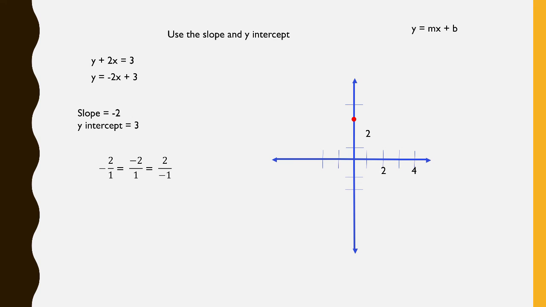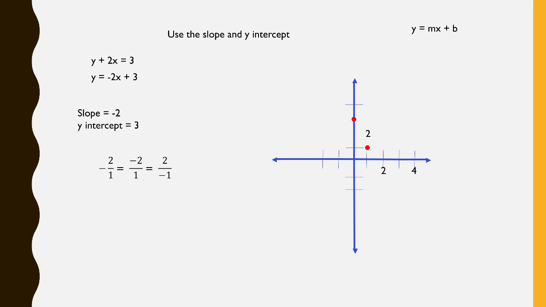So negative 2 is your rise. In this case, your rise is negative, so you're actually falling. So from your starting point, that y-intercept, you're going to go down 2 units, and then the bottom number, the 1, is your run. Your run is positive, so you're going to go 1 to the right, and that's another point.